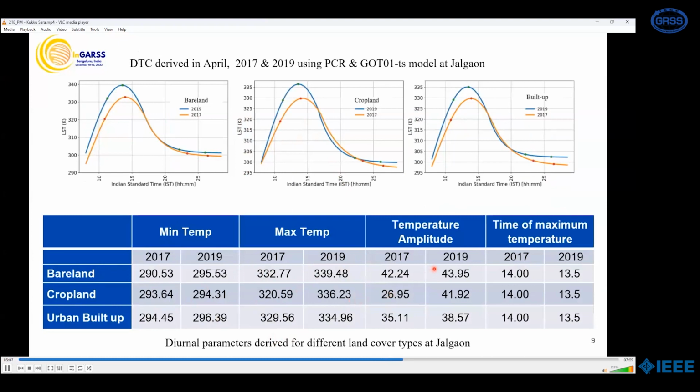And also if we see the temperature amplitude, that is the difference between the maximum temperature and minimum temperature, for the cropland there is a significant increase in the temperature amplitude in the year 2019. This could be due to vegetative stress. And also, if we see the time at which maximum temperature was reached, the peak has reached pretty early for the year 2019.